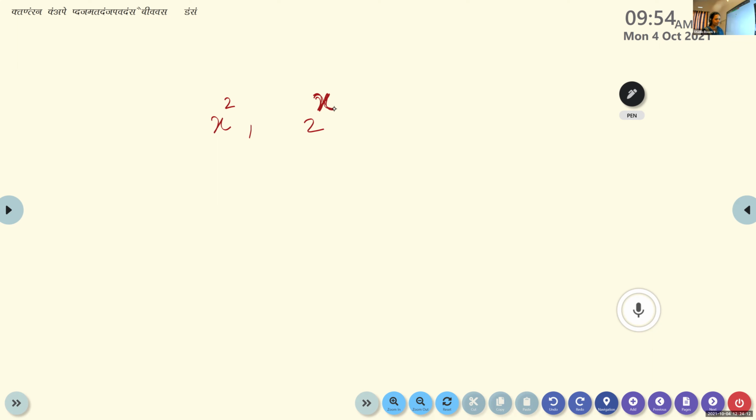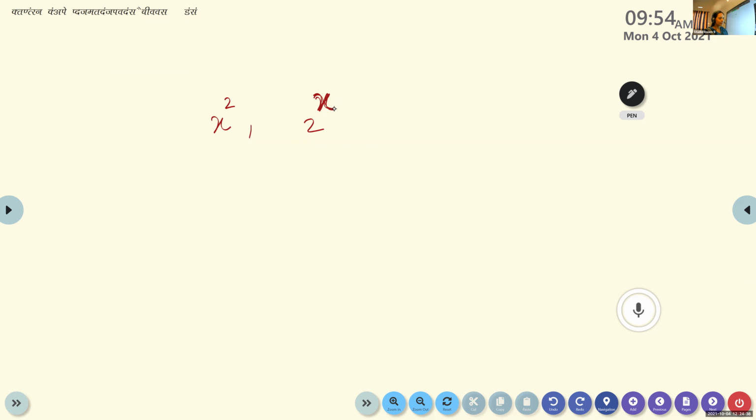Yes, Karthik. What's the difference here? In one function the power is a number, and in the other case the power is a variable. What about the derivative of x square? What is the derivative of x square?